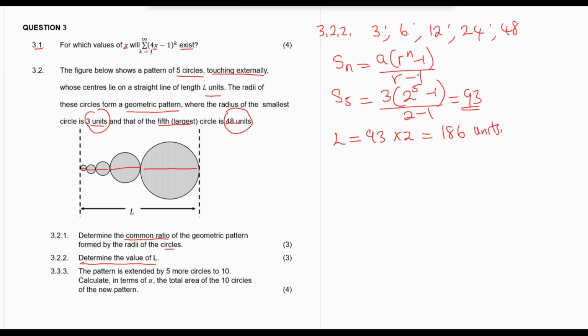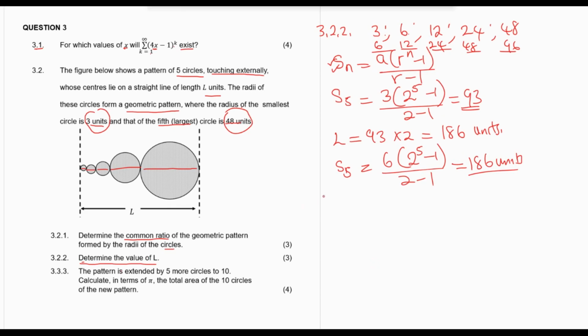If you want to use the diameters, it's going to be 6, 12, 24, 48, 96. You see that? Because diameter is 2 times radius. So you can add these 5 terms or use the formula S5. We're using the same formula here. A is 6, and R is still 2, so 2 to the power 5 minus 1 over 2 minus 1, which is equal to 186 units. That's how we can do that.